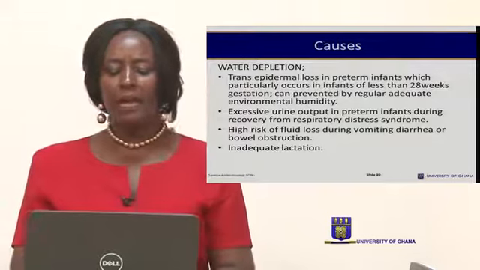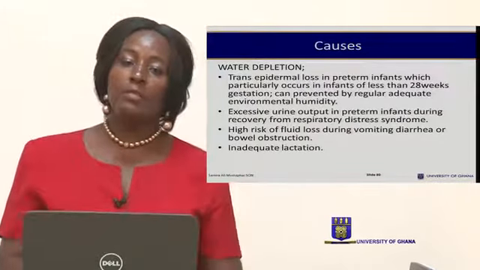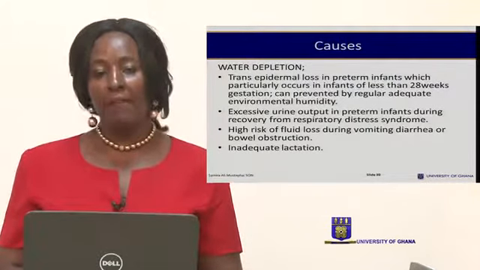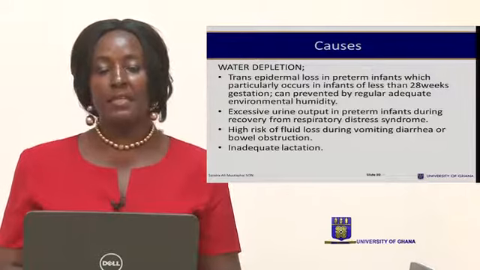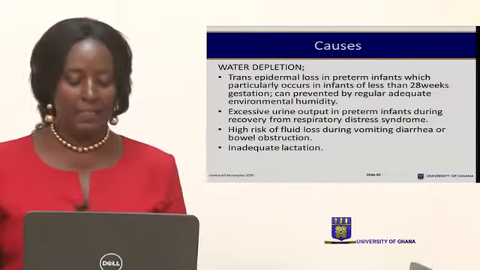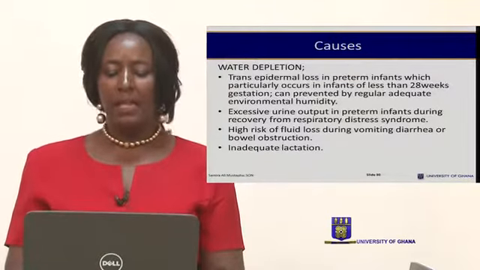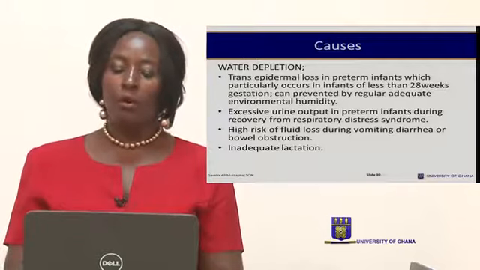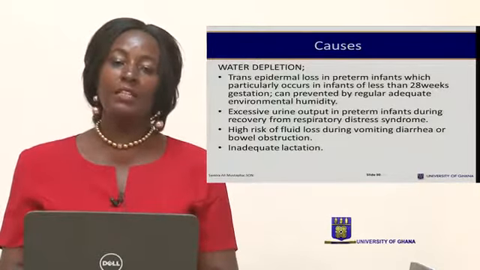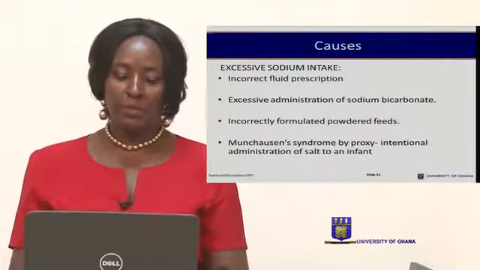Also, excessive urine output in preterm infants during recovery, especially from respiratory distress syndrome, which we know is a common problem we have in preterm infants because of lack of surfactants and premature nature of the lungs. And high risks of fluid loss during vomiting and diarrhea in older children who may also have bowel obstruction, and inadequate lactation may also be considered as a cause.